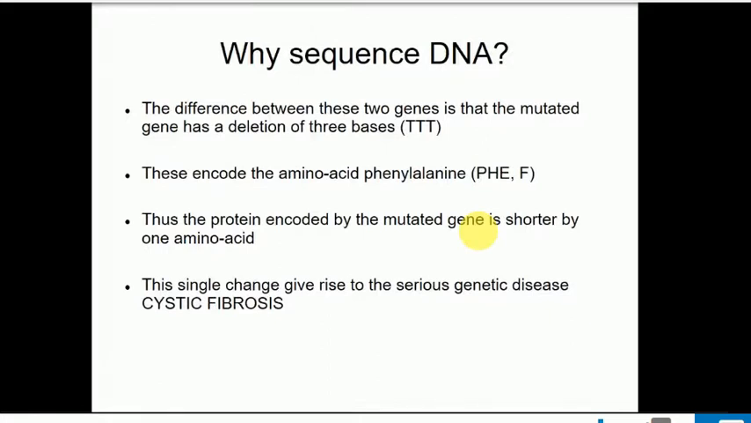Once, of course, we've got that deletion, it tells us several things. We know which amino acid has disappeared. We can also use that as a way to diagnose. If you wanted to diagnose the presence of the CF gene very rapidly, a PCR primer that overlapped with that TTT region would be a very good place to start. So not only does it give you information about the nature of the mutation and the nature of the change in the amino acid sequence, it may also give you a diagnostic or potentially, as we discussed earlier, a therapeutic insight as well.